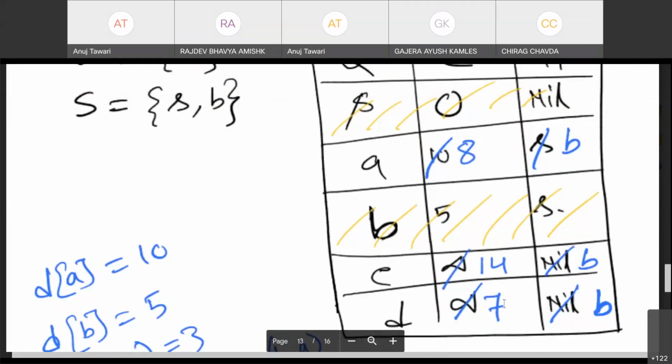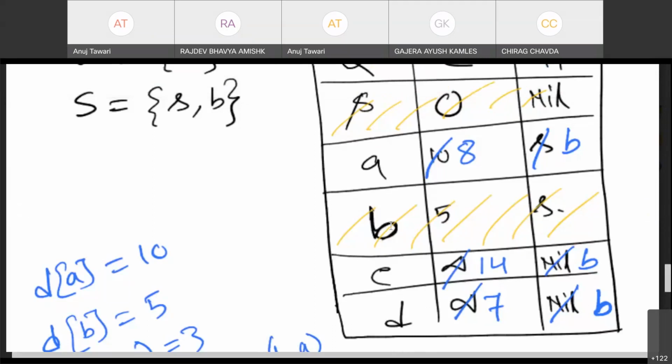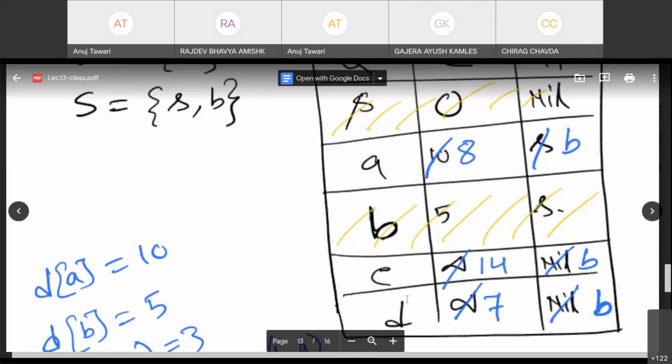We need to check that some of these weights are the shortest path length. We know for sure that for D you cannot get a weight better than 7, because what happened here is that we found the vertex which is closest to S, that was B. Then we are finding the vertex which is closest to B, that is D. So you cannot get a shorter path from S to D.